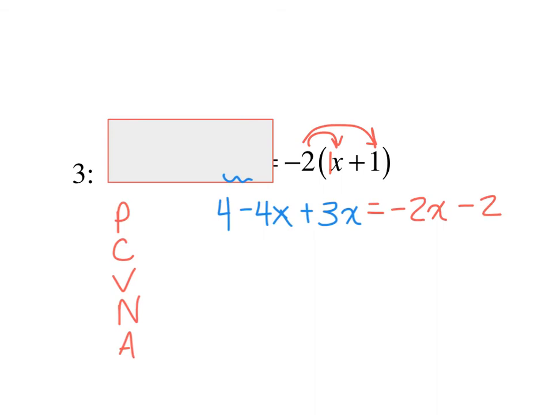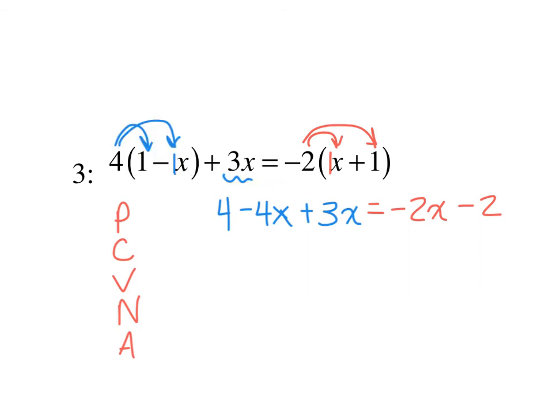So now that I have everything distributed, I'm going to get rid of my box because it's a little overwhelming. And now I have 4 minus 4x plus 3x equals -2x minus 2. So my parentheses are gone, so I am done with that stage.